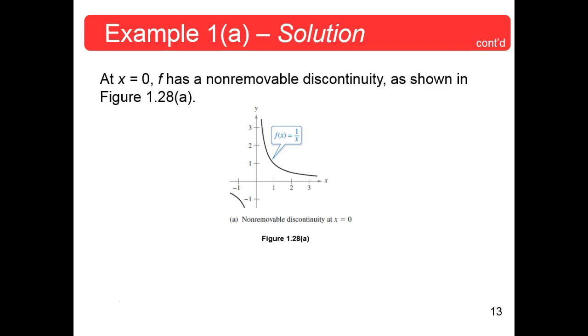So let's continue. At x equals 0, though, f has a non-removable discontinuity, as shown here. He surely did a terrible job of graphing this. They should have shown more of this. See, this comes like this, goes like this, and just keeps going down. Comes like this, that part's good. Reflect that across the origin, and you have this part over here. Does anyone know what that geometric shape is called?